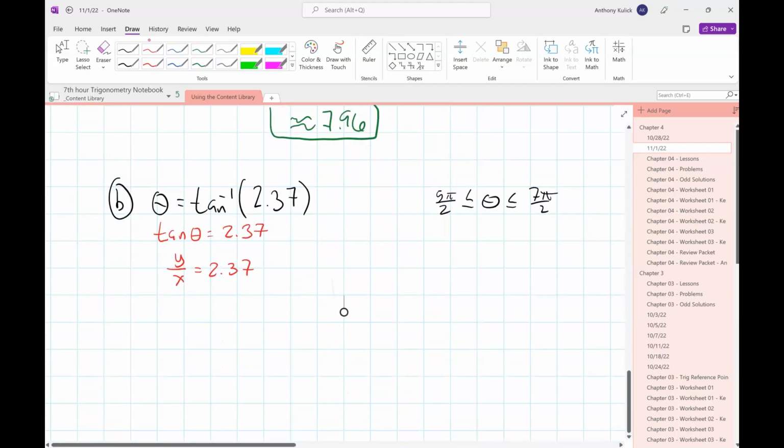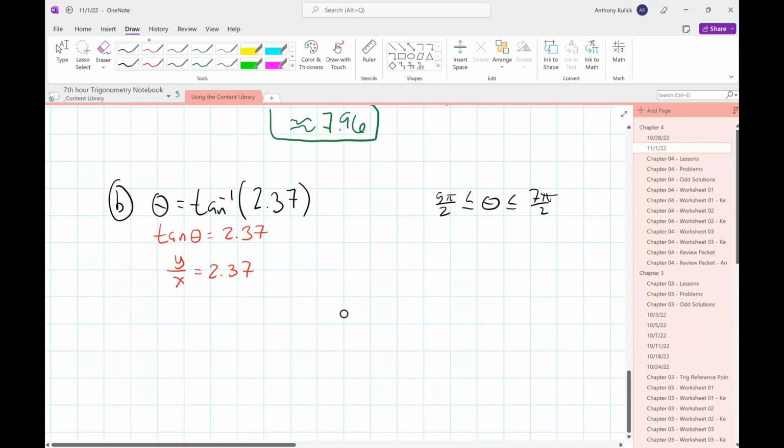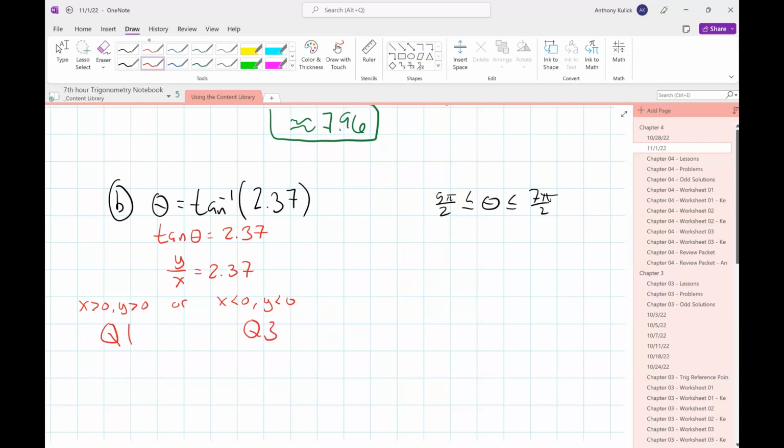When y over x is a positive number, what does that mean about the signs of x and y? Either they both have to be positive, or they both have to be negative. Everybody agree with that? Positive divided by positive is positive. Negative divided by negative is positive. What quadrant is x positive and y positive? Quadrant 1. What quadrant is x negative and y negative? 3. Draw yourself a picture if you have trouble with that.